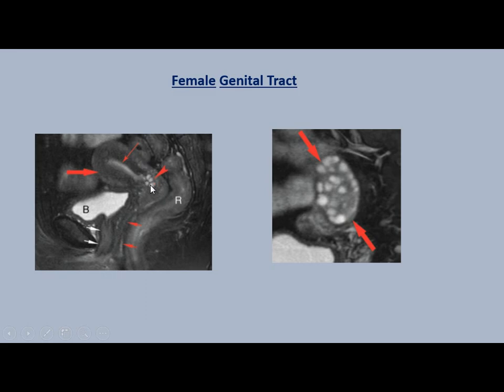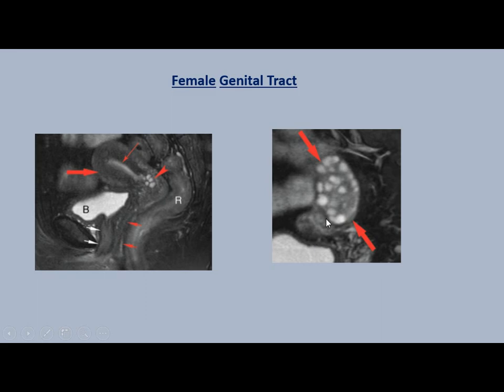These point to the presence of Nabothian cysts, which are commonly seen in the cervix. They are due to dilated cervical glands. Then the vagina, which, because it's muscular, is usually hypointense. Anterior is the bladder, and posterior is the rectum, of course. The ovary is also best seen by T2, as the follicles are filled with clear fluid and appear hyperintense.